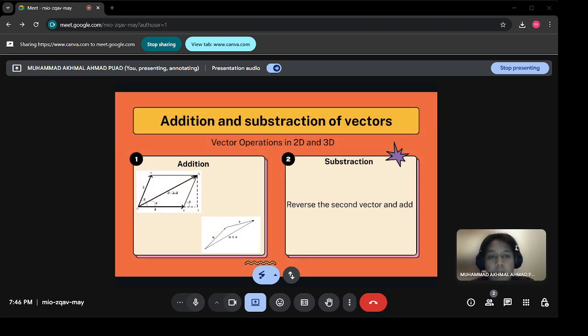Okay, so there are two techniques for addition and subtraction of vectors. Each technique has vector operations in 2D and 3D. To add vectors, for the first one, addition, the method that we call the head-to-tail method, and then you can see the parallelogram method. For subtraction, reverse the second vector and add it.